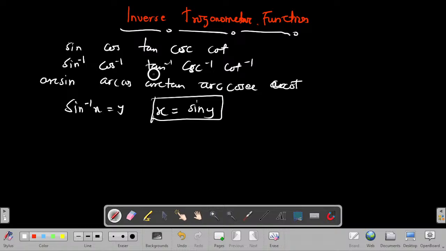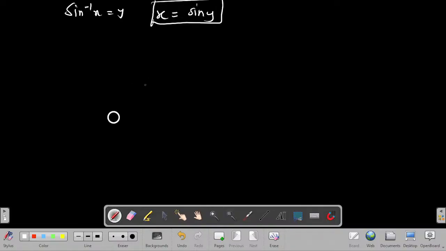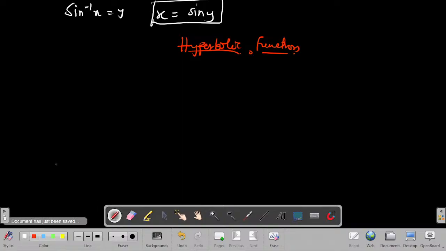Trig functions. Okay, we won't talk so much here. Let's move straight to what we call hyperbolic functions. Hyperbolic function. That's hyperbole, right? So for hyperbolic functions, we are definitely looking at a special type of function.